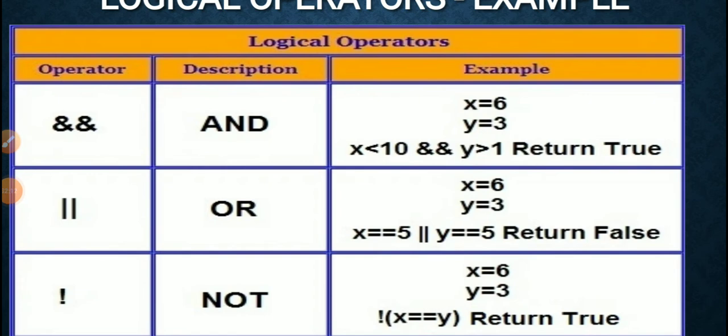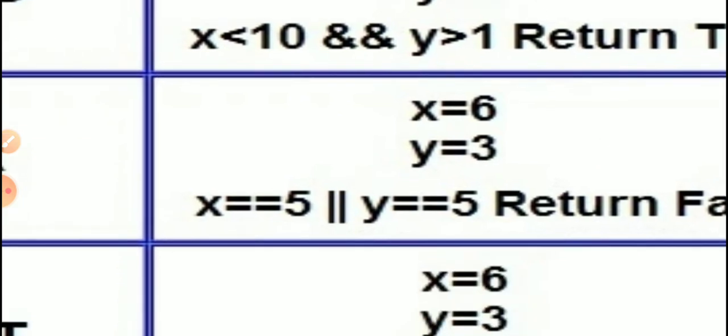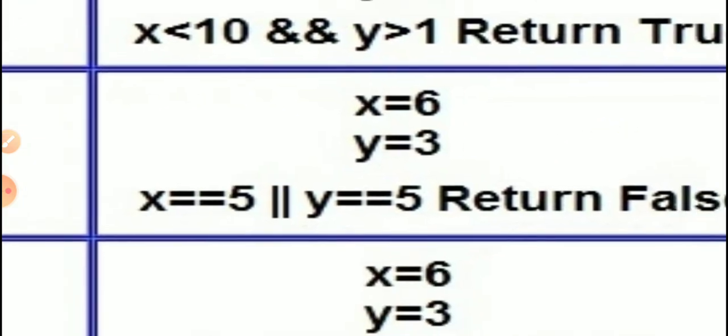See another one. OR operator. Same value. X equal to 6. Y equal to 3. See this example. X equal to 5 and y equal to 5. So we are comparing two variables with the value 5.